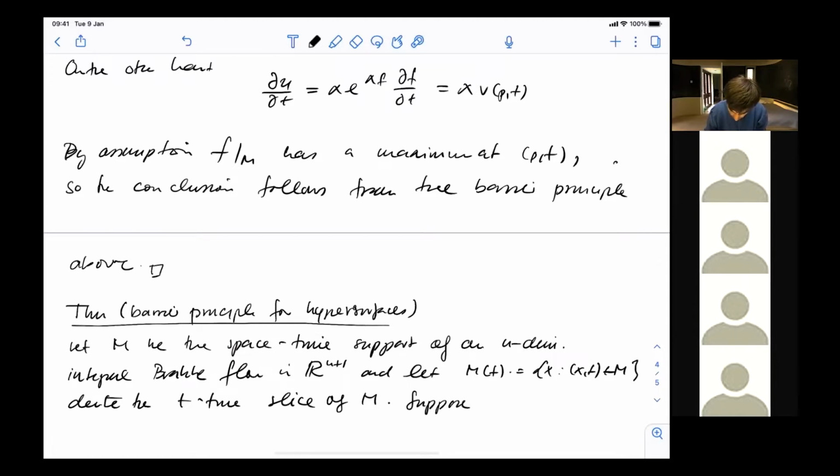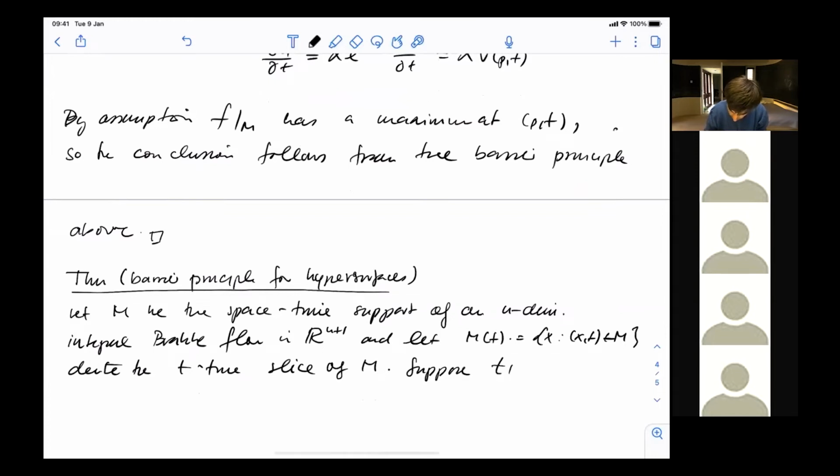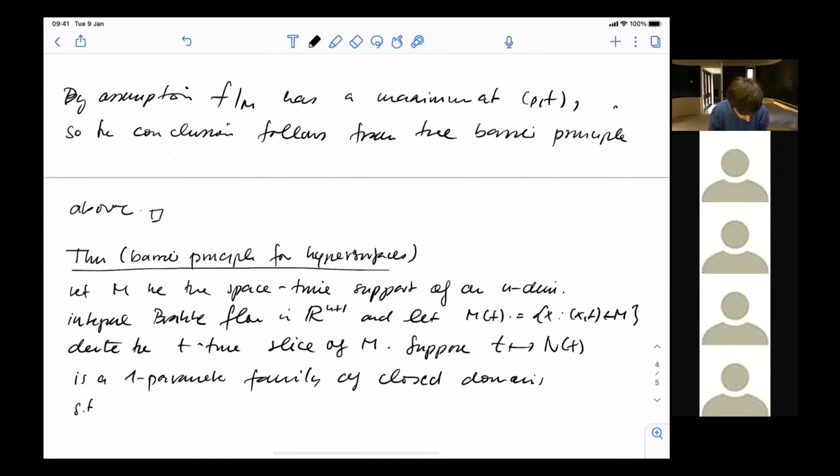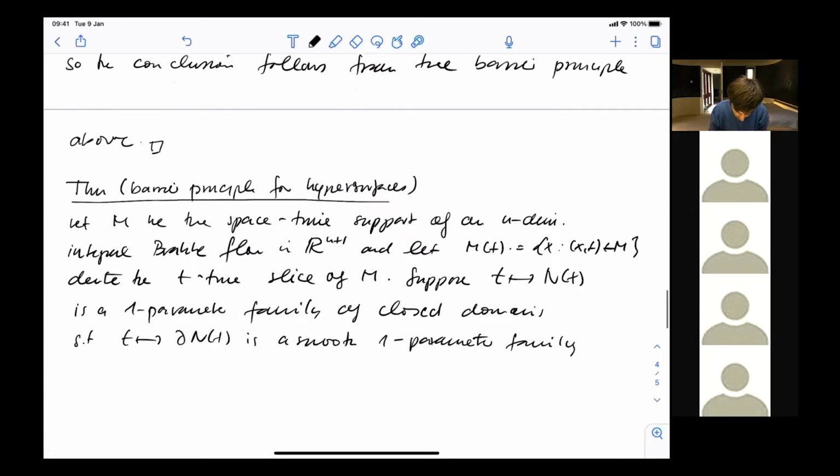Suppose t maps to N(t) is a one parameter family of closed domains such that t maps to the boundary is a smooth one parameter family of hypersurfaces. So we think of a family of hypersurfaces moving which have interior.